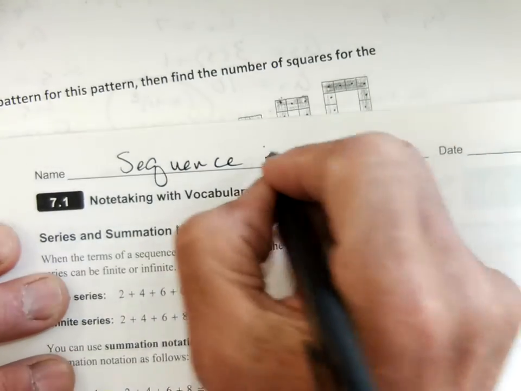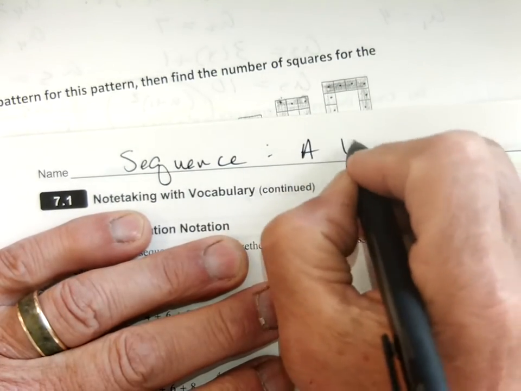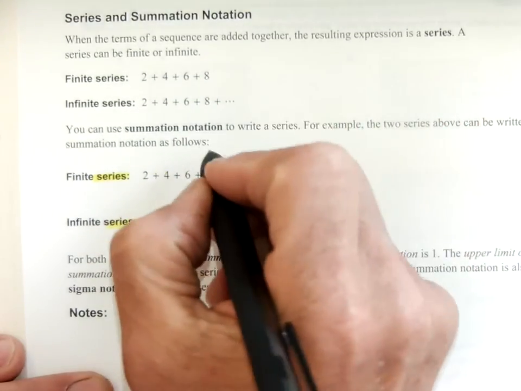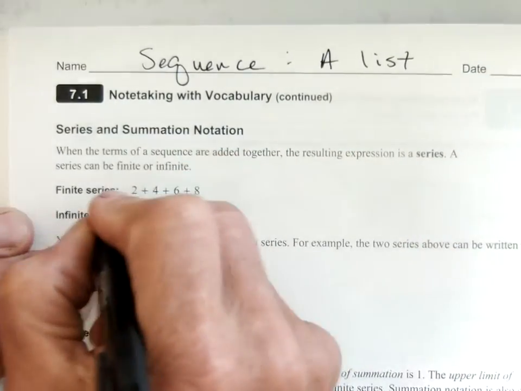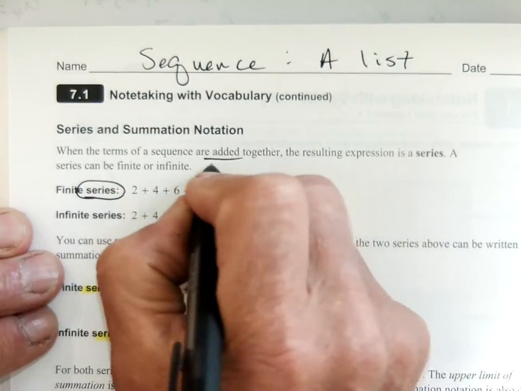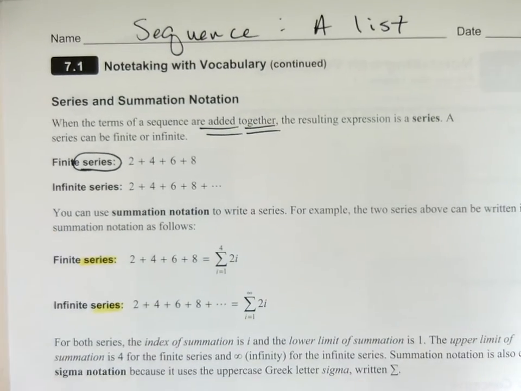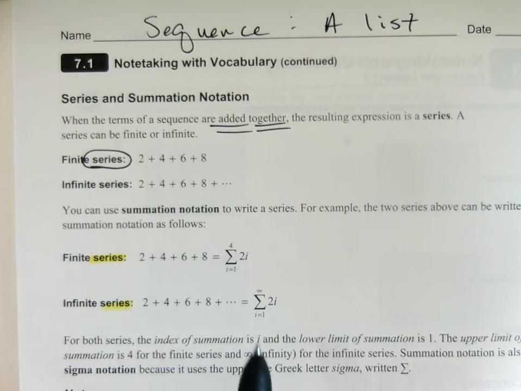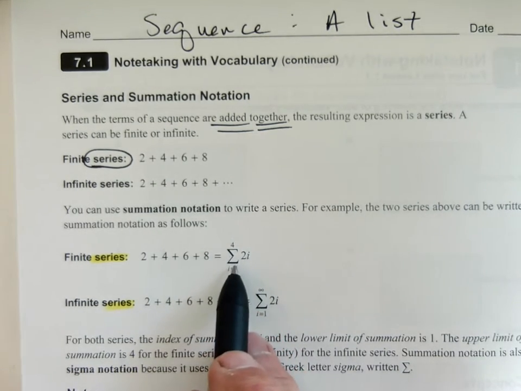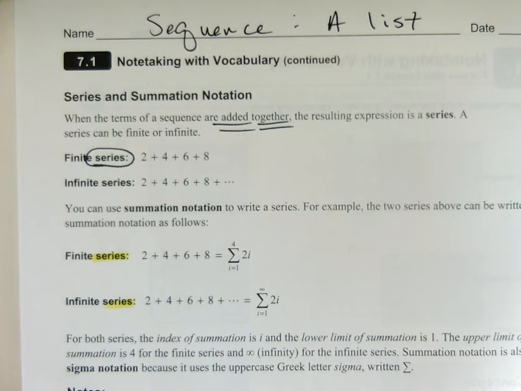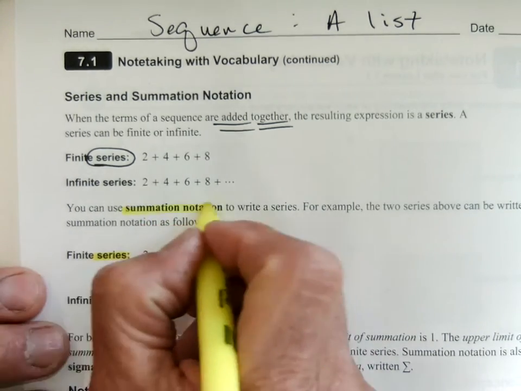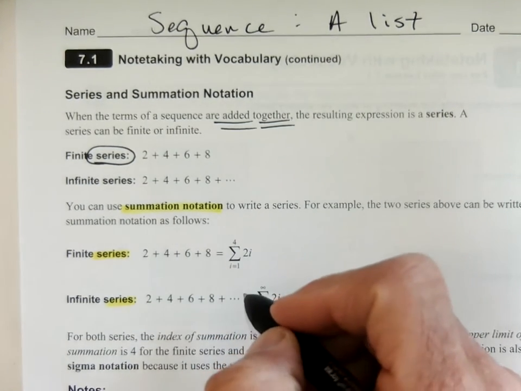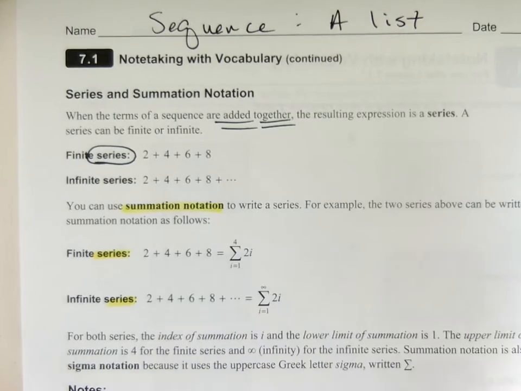A sequence is just a list of numbers, right? Just a list. But a series is where you add them all together. So the difference is, instead of a list of numbers, you get a single answer. Now this weird symbol here is called sigma, or summation notation. It means add them all up, so you create the terms, then add them all up.